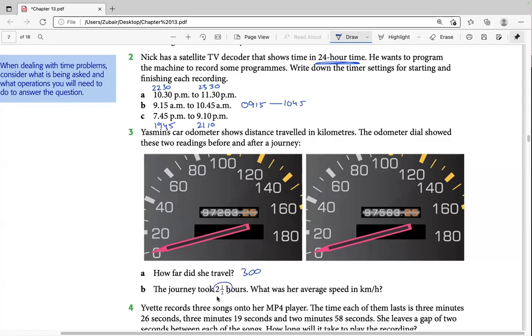The journey took 2.5 hours. What was her average speed? Because speed is distance over time. 300 divided by 2.5 is 120.